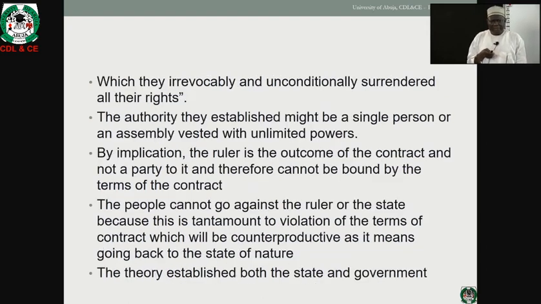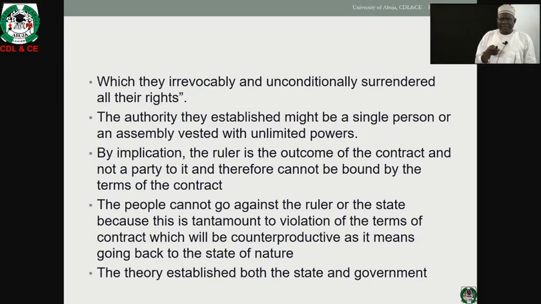to which they irrevocably and unconditionally surrendered all their rights. Men came together to enter into agreement and surrender their rights to government, to a central body. Okay, we want to be loyal to you. We are surrendering our rights and liberty to you on condition that you protect our rights and responsibilities, and our property too. In the event of any attack, you come to our aid.